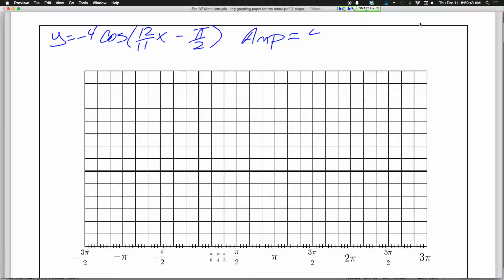Amplitude's always positive. Because what does amplitude tell you? How far up or down, how high you go or how low you go. So it's always going to be a positive number. All right, what about the period?